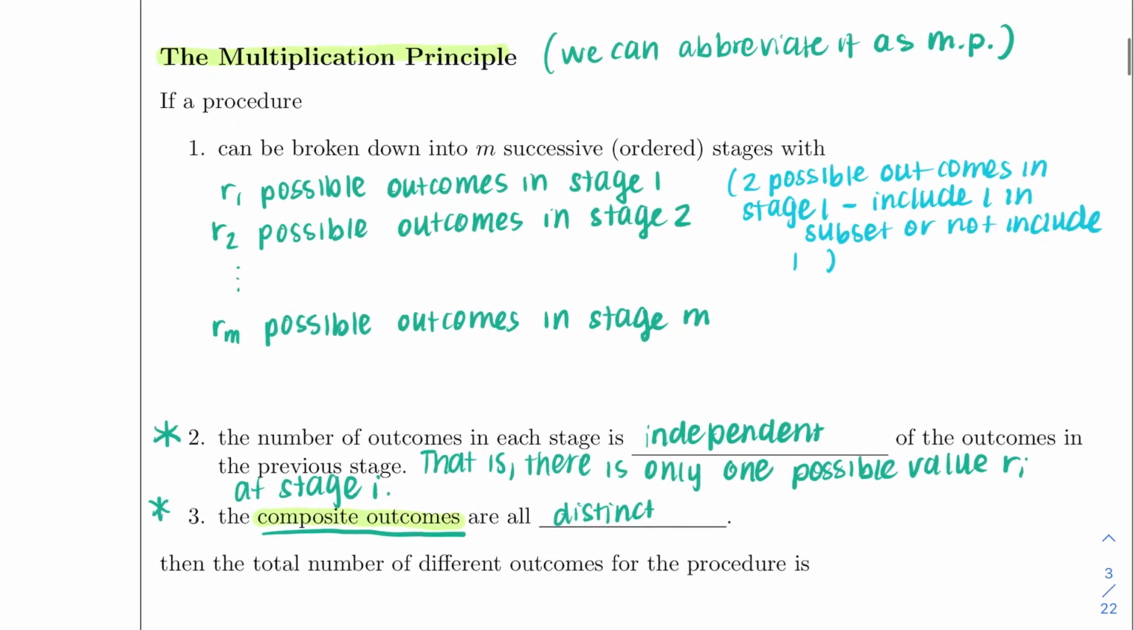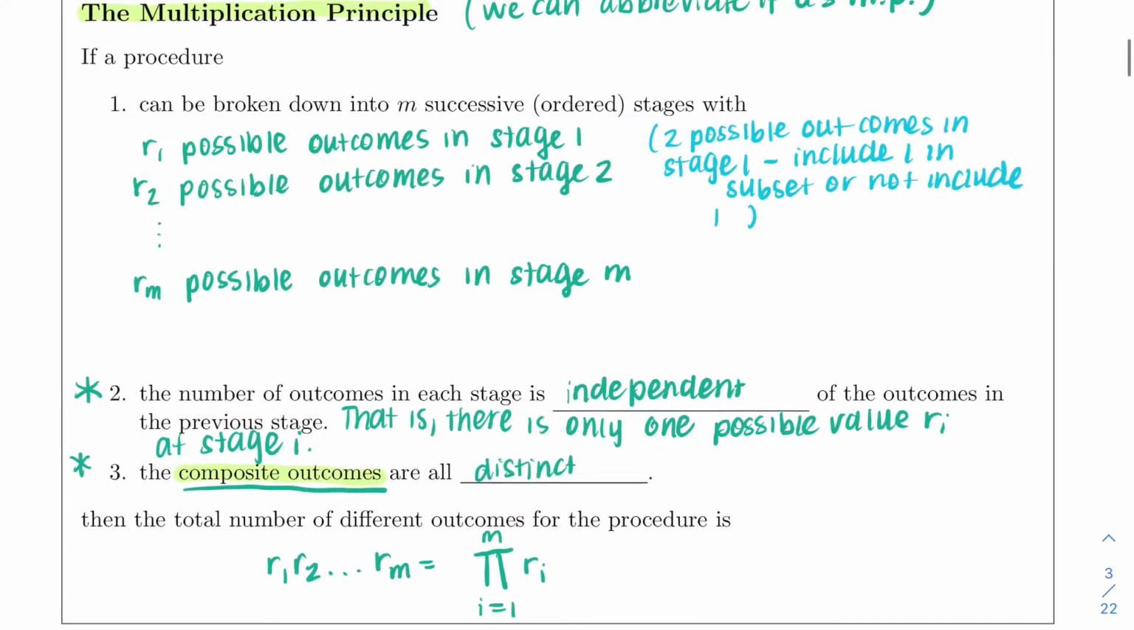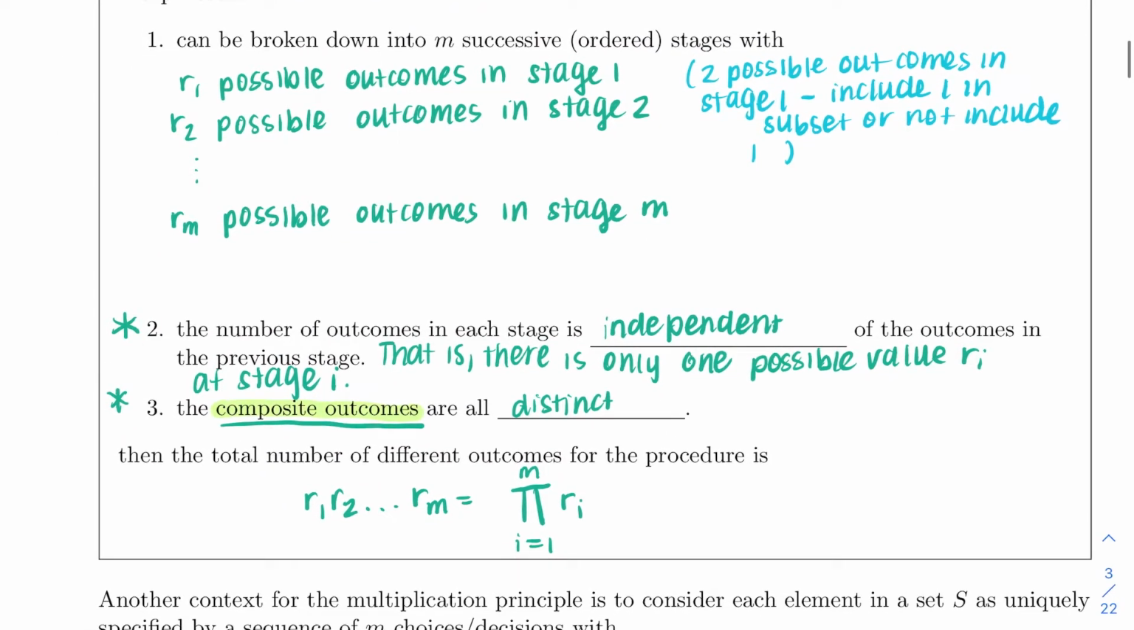So there's 3 things here. We have to be able to break things down into R1 possible outcomes in stage 1, R2 possible outcomes in stage 2, and RM possible outcomes in stage M. And we need to say that the number of outcomes in each stage is independent and that the composite outcomes are distinct. For now, this is just math speak. We need to dissect what these things mean. But if all 3 of these criteria are true, the total number of outcomes for the procedure is just multiply them all together, like we did in the previous one. I'm going to use this pi notation, which means multiplication. It's the product from 1 to m of the Ris. So when 1 through 3 are true, we can multiply things together by the multiplication principle.